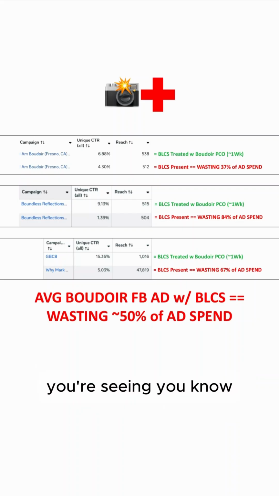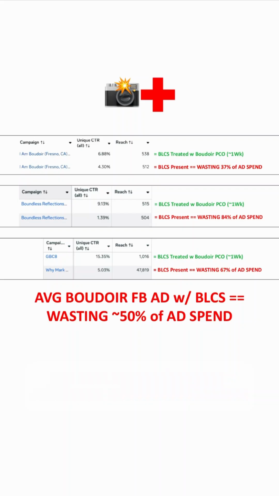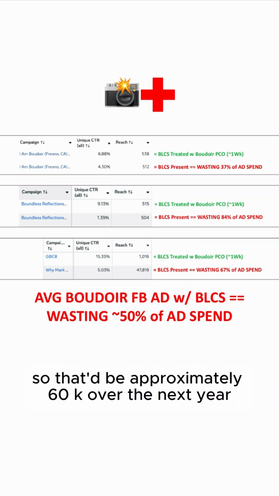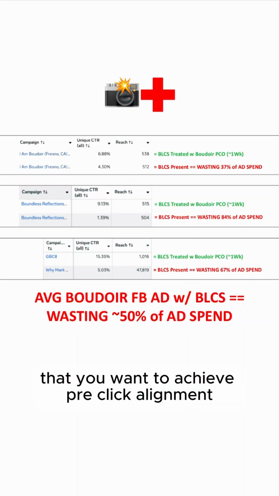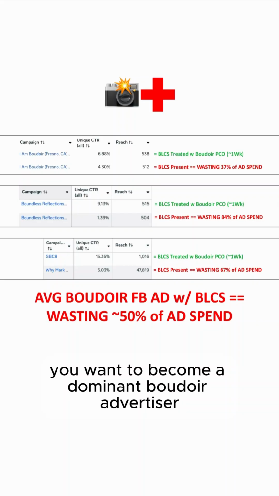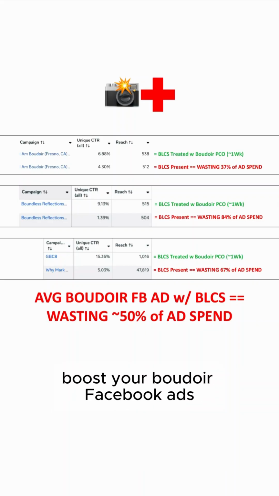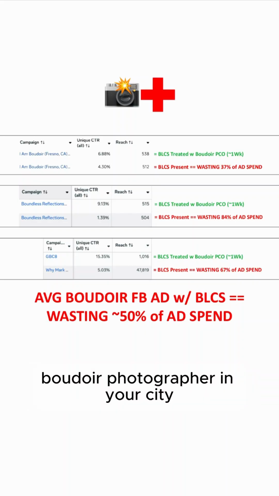And you're seeing we can approximately eliminate about 5K a month in wasted Facebook ad spend. Put that back in your pocket. So that'd be approximately 60K over the next year. And you decide that you want to achieve pre-click alignment. You want to become a dominant Boudoir advertiser. You want to achieve Boudoir brain entry boost for your Boudoir Facebook ads, because it's necessary on your way to becoming the number one Boudoir photographer in your city.